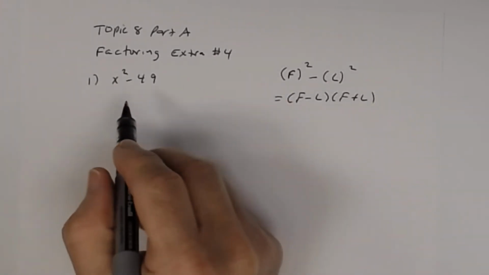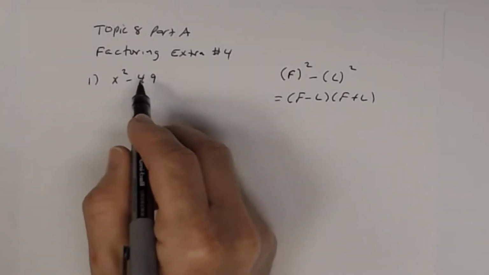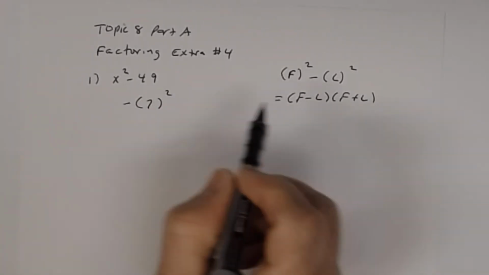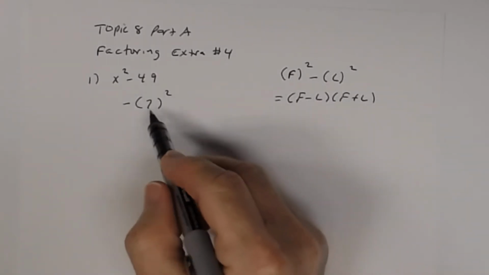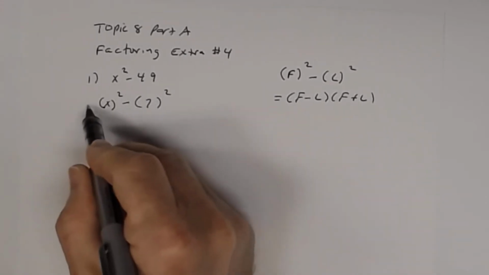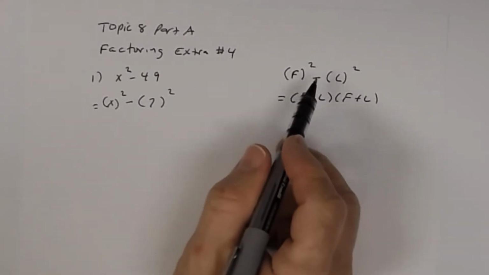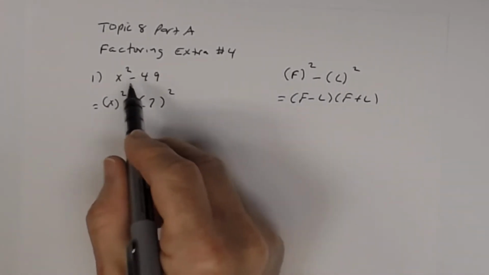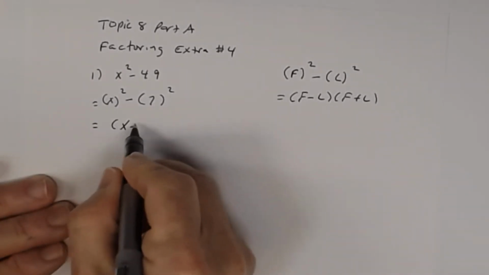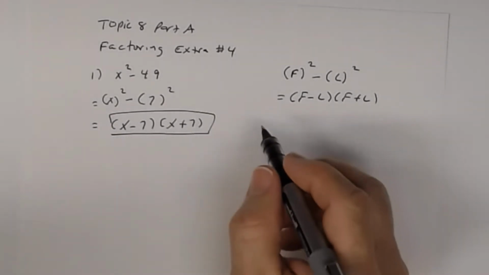Okay, so if I look at number one, you'll notice that 49 is a perfect square. So I can write 49 as 7 squared, and that's what you see here. And obviously x squared I can write as x squared. So notice that this binomial I can write in this form, which now indicates that this is the difference of two squares. And therefore the answer is going to be x minus 7 times x plus 7. Now again, if you have time, you can always check.